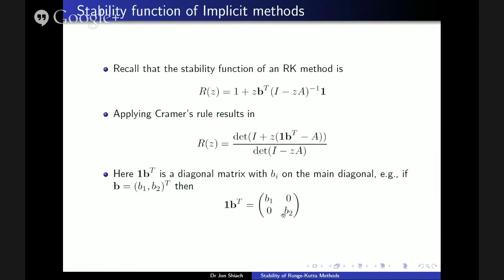It's a fudge. The reason we do it is so we can write our stability function in a nice, concise way. It doesn't follow completely from Cramer's rule, but it simplifies everything. So where you see the vector 1 times B transpose, it means we have a diagonal matrix with the main diagonal being the values of B. If we had a 2-stage method, B1 and B2, our main diagonal elements would be B1, B2.